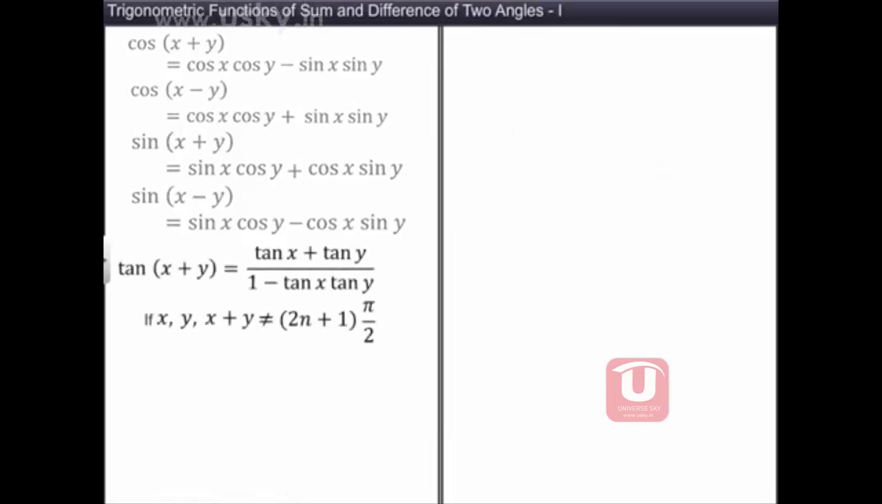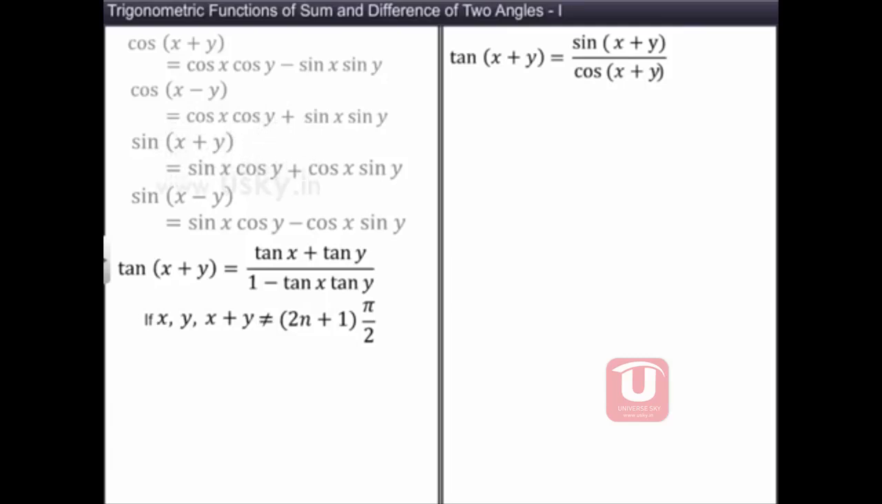So let's now prove that tan of x plus y is equal to tan x plus tan y divided by 1 minus tan x into tan y, if x, y, and x plus y are not odd multiples of pi by 2.